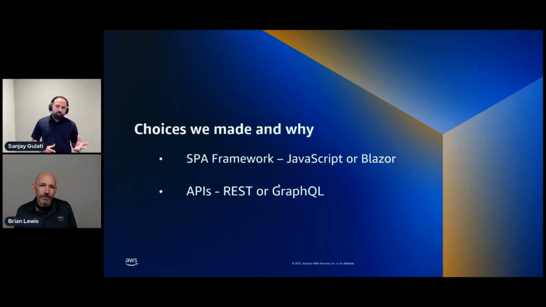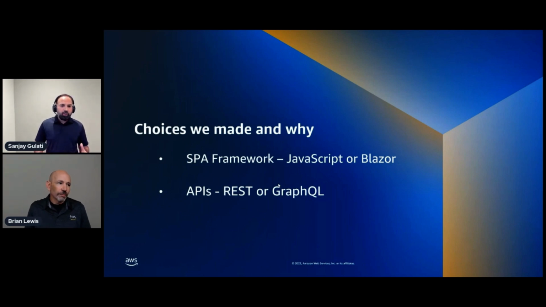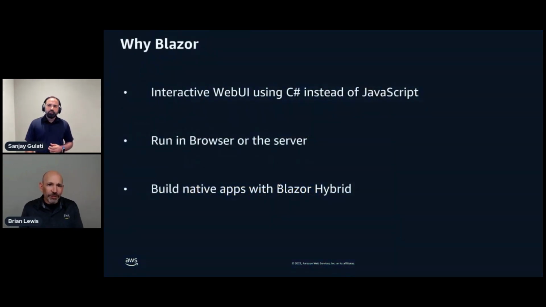And also we were having some choices on which API should we use. Should we build it like a traditional REST API that is most common to build your backend applications? Or should we use GraphQL using AppSync to be able to build modern backend systems? So let's go and talk more about those, right? All right, let's talk about why we chose Blazor.